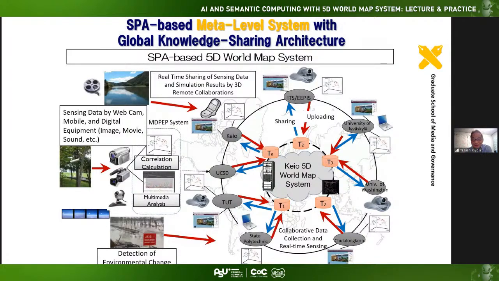Okay. And so this is our current collaborative research project with a five-dimensional world map system. We have many collaborators. Let's discuss this collaboration later. I'd like to share this kind of activity with you, PSU, from now, and many collaborators from Asia, Europe, or the US. We can make the integration of the S and so P, and the 5D world map system is playing an important role as a P, and the final actuation process is also important.